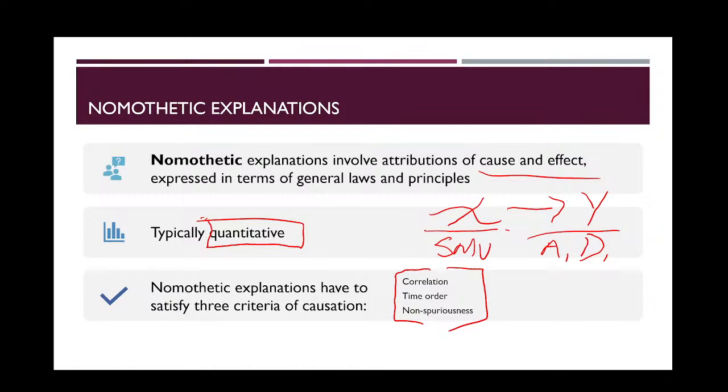Generally speaking, nomothetic explanations need to satisfy 3 criteria of causation, right? So there has to be a correlation between at least 2 of the variables. And obviously you can do things like multivariate regressions, so you're looking at the effect of multiple variables on each other, but there has to be a correlation between 2 or more factors. So as X changes, there's also a change in Y. Or, sometimes expressed in these terms, as you change your independent variable, there has to be a change in your dependent variable as well.